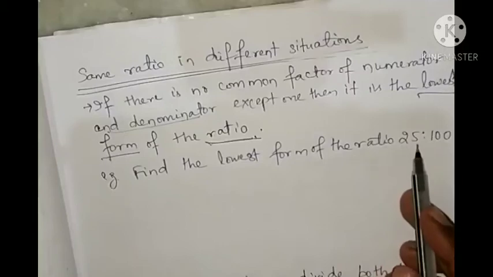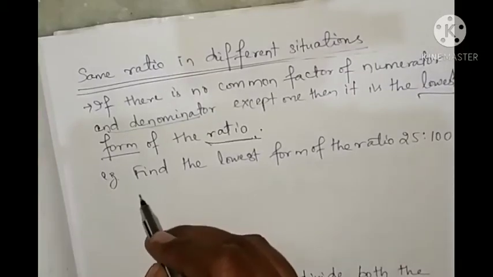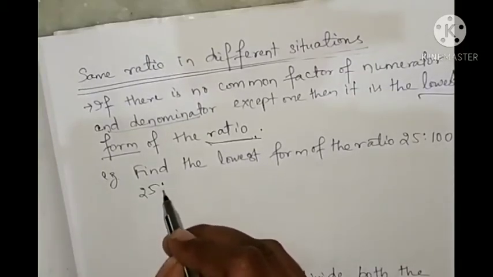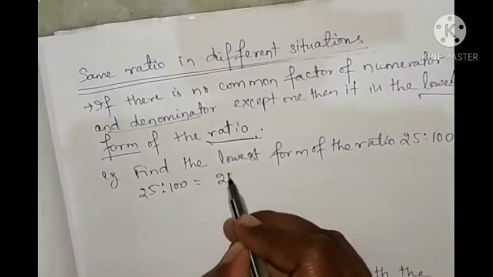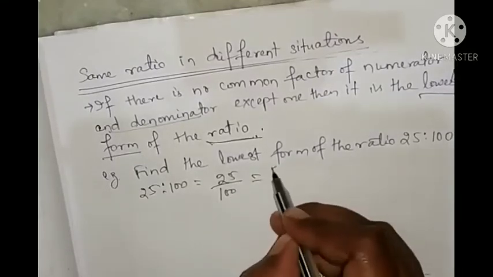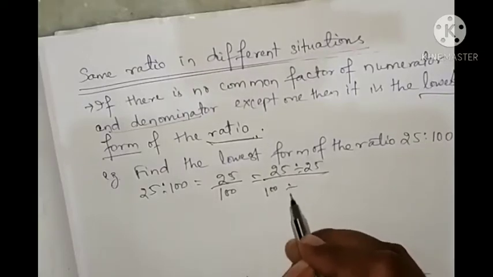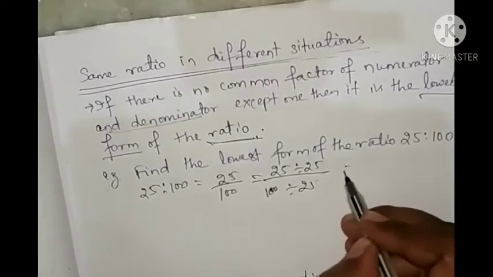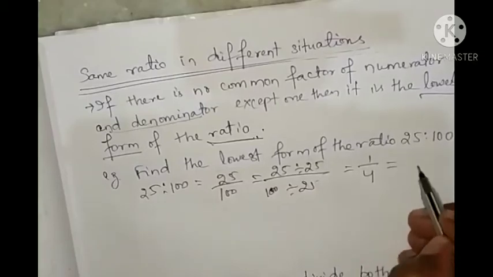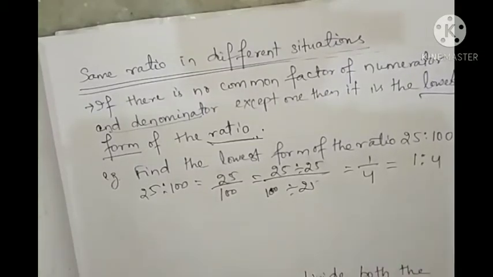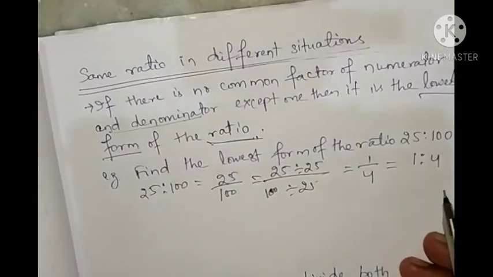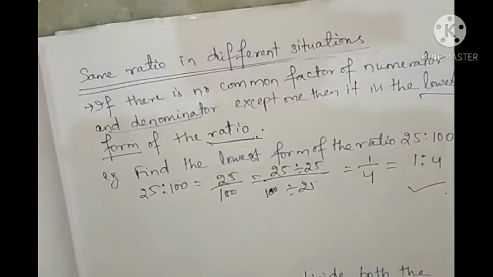Find the lowest form of 25 is to 100. So what you will do? You will write 25 is to 100. Then you will write 25 by 100. Then you divide 25 divided by 25, then 100 divided by 25. What you are getting? 1 by 4. That is 1 is to 4. The lowest form of the ratio 25 is to 100 is 1 is to 4. Like this you can find out the lowest form of ratio. Okay.